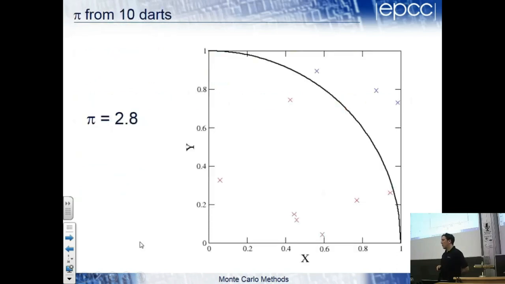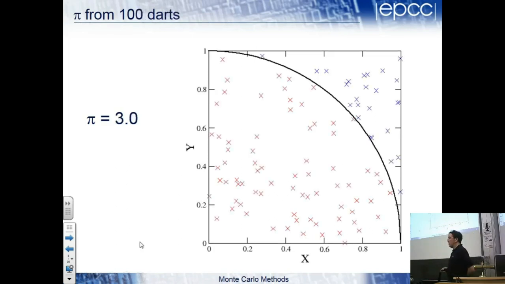And so if I have 1 to 10 darts, I get a value of 2.8. That's clearly not very good, but that's not surprising. I've thrown these darts at this board, and the blue ones are outside. I have 3 outside and 7 inside. Clearly, I'm never going to get a very accurate result from 10 darts.